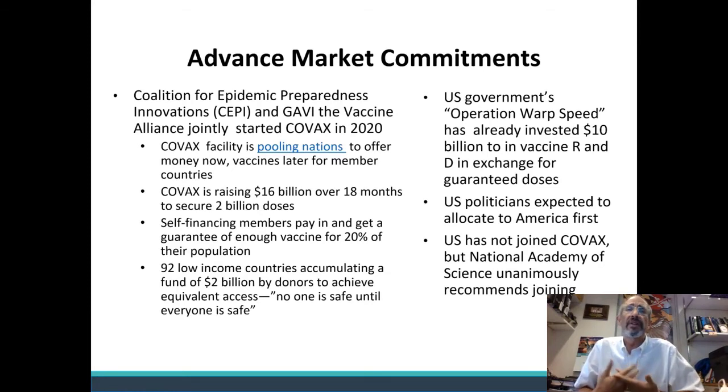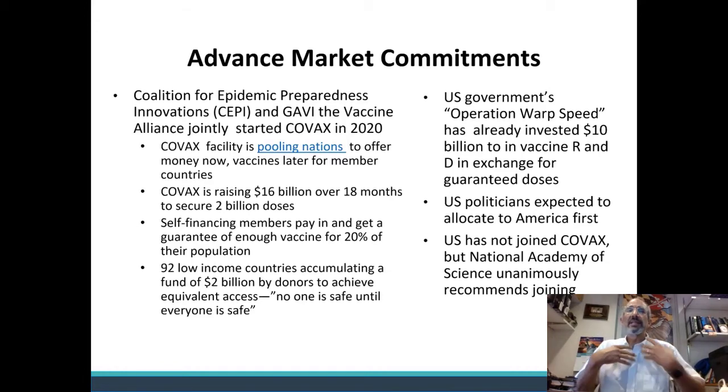So even though the politicians don't always get solidarity, there are many Americans that do believe in it, and they will be going to vote in the coming election. As of now, the USA has not put any money into the COVAX facility. The National Academy of Sciences has unanimously recommended that the U.S. should join and put money into COVAX so that these advanced market commitment funds have enough money.